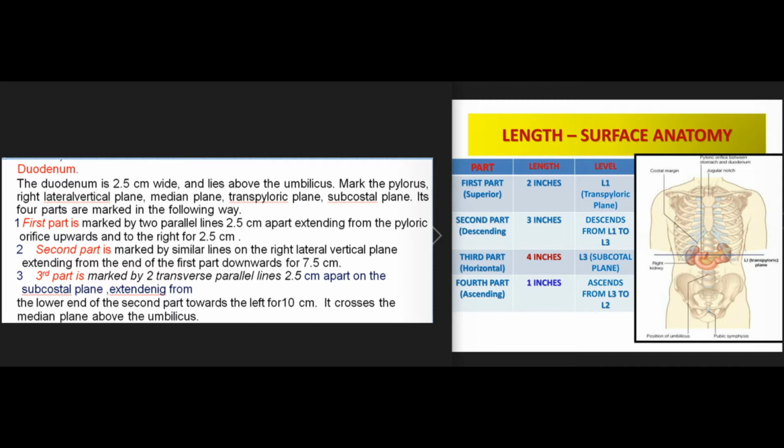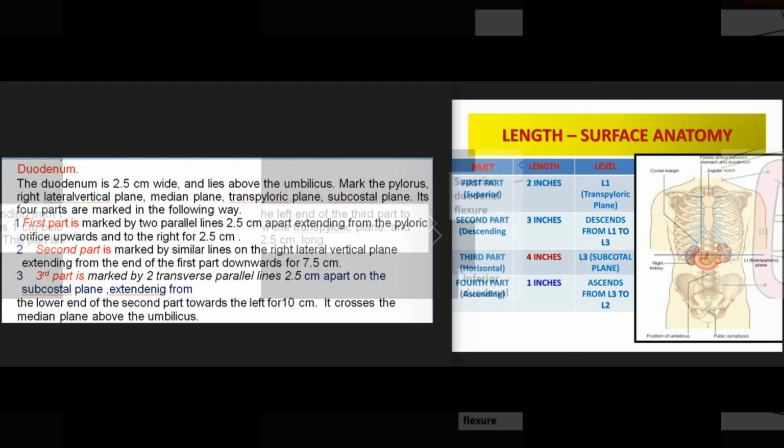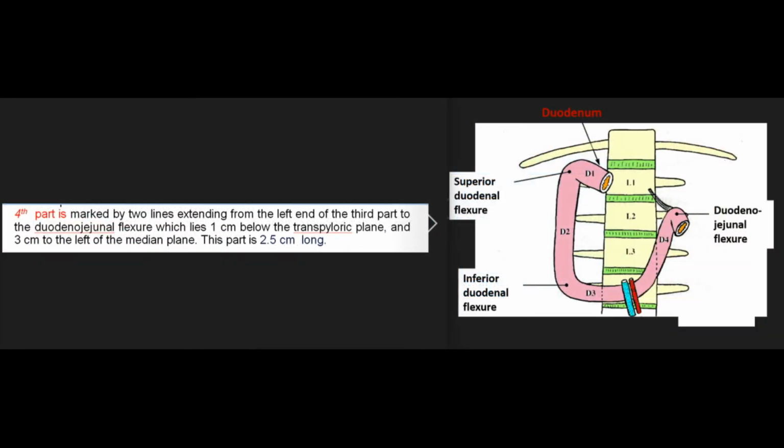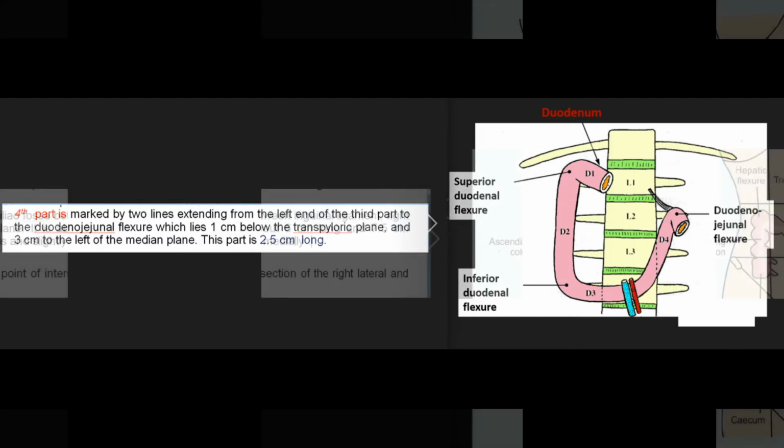3. Third part is marked by 2 transverse parallel lines 2.5 cm apart on the subcostal plane extending from the lower end of the second part towards the left for 10 cm. It crosses the median plane above the umbilicus. 4. Fourth part is marked by 2 lines extending from the left end of the third part to the duodenojejunal flexure which lies 1 cm below the transpyloric plane, and 3 cm to the left of the median plane. This part is 2.5 cm long.